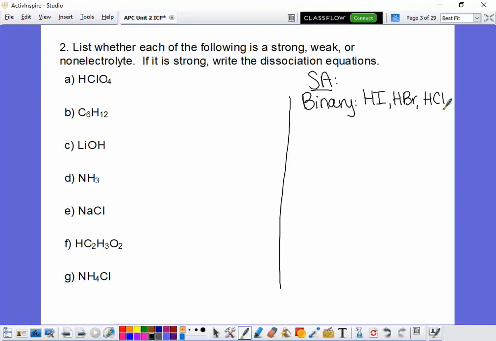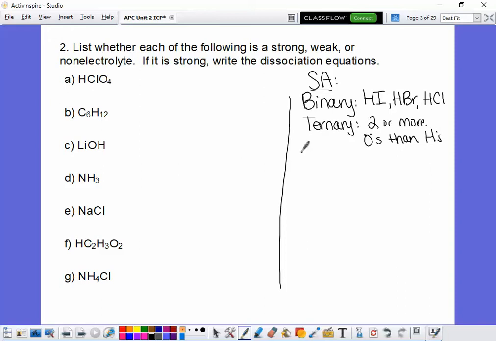And then our ternaries, the rule of thumb is you need to have at least 2 more oxygens than hydrogens for it to be strong. So 2 or more O's than H's. Now ternary, remember that was kind of a misnomer because we do have some acids that have more than 3 elements in them. But only those that contain oxygen will be strong, and only those that have 2 or more oxygens than hydrogens will be strong.